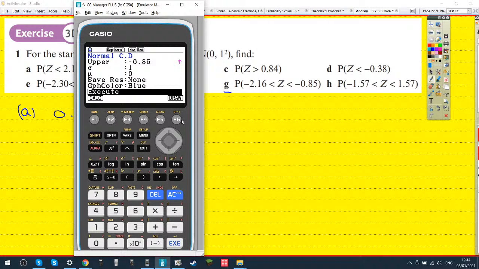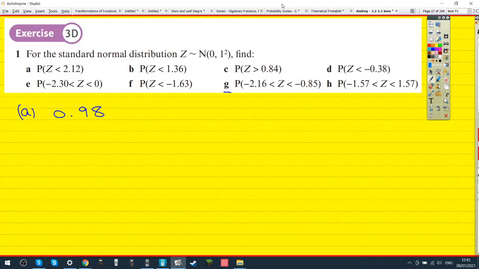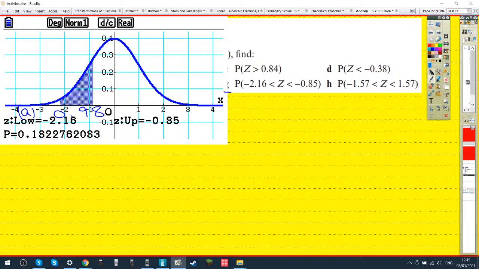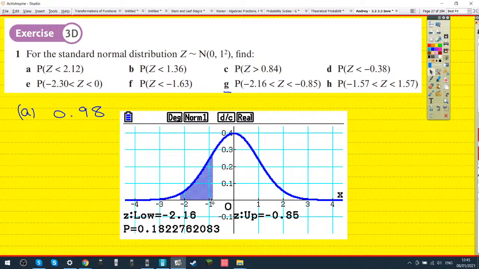What do you get? 0.18. That's it, and that's what it looks like. 0.18, and the ones that we were doing backwards is we are told that this value here, well, we're told the area is 0.18, and you have to find the Z that gives you that. That's what the inverse normal does.